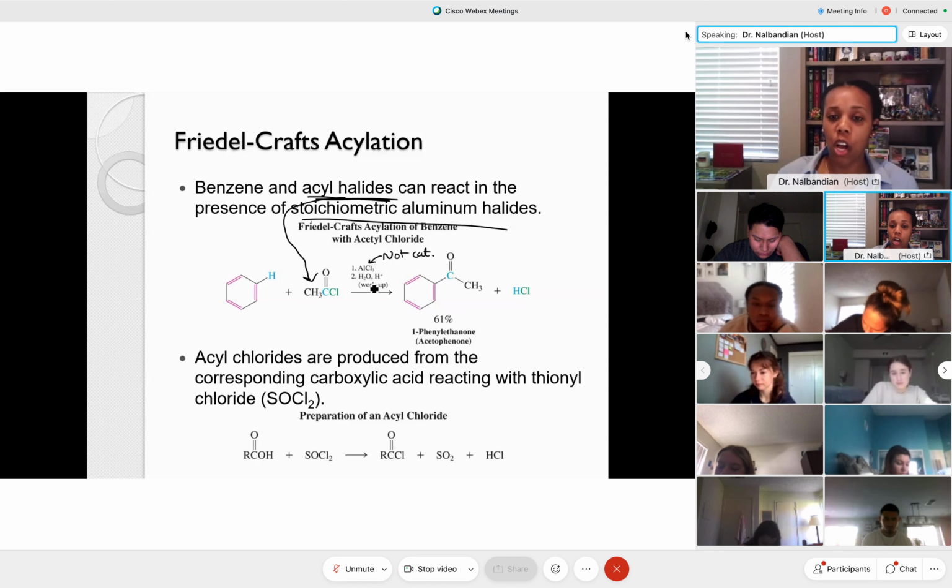When we do this reaction, we also have an aqueous workup step, and we'll see why that's necessary, but it's a 2-step process where then we can add in our group here. Specifically, this is an acetyl group that we've added, and so we make acetophenone.